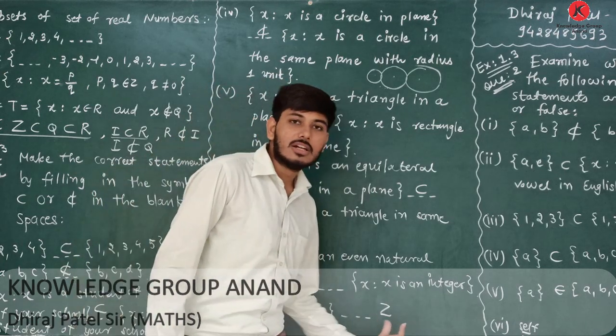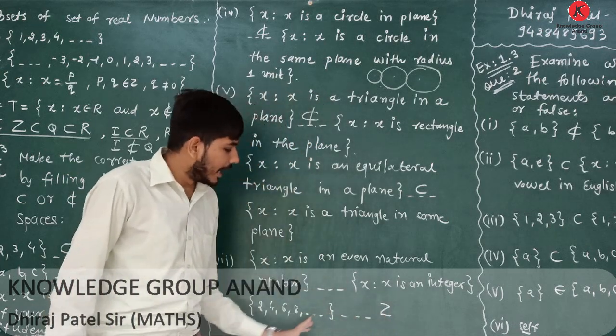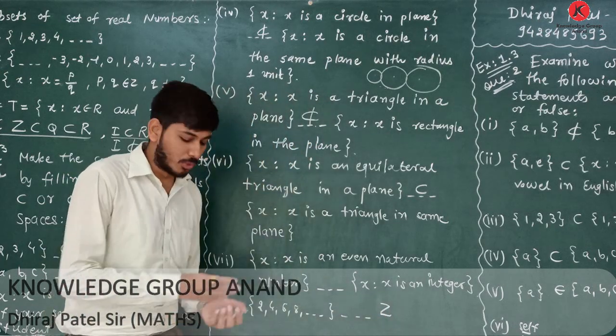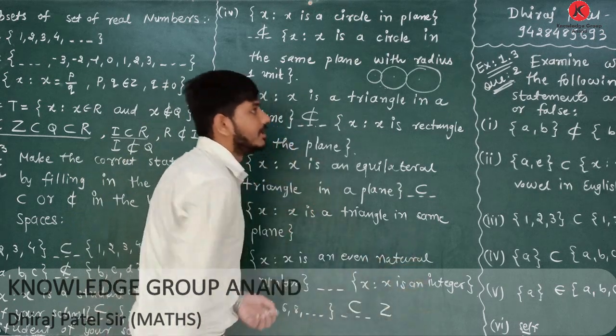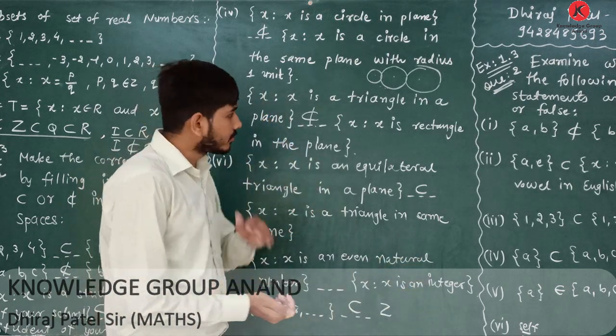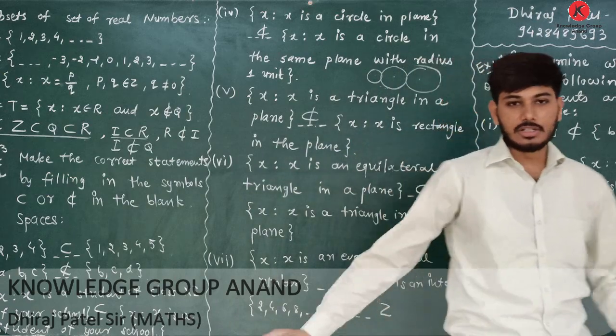Suppose they are not given in the same plane. Suppose they are not mentioned in the same plane, but are given in different planes. Then that would not be a subset of this type. Okay? Clear?